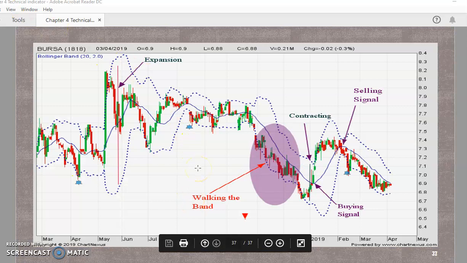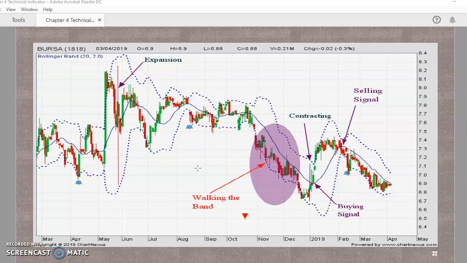So what I meant by expansion and contraction is that whenever the price expands, it shows the volatility is really high, or the stock price is active, which means the demand is also high. If you can see, this is the first buying point. At this point we can see that this is a buying point.